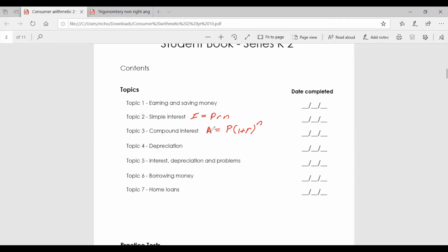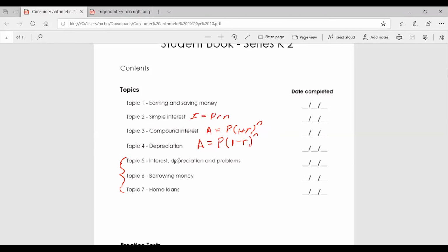That's exactly right. And what's the depreciation formula? A equals the bracket 1 minus R to the power of N. Because now we're decreasing it by a certain rate. We're not increasing it, right? And then all of these are just practical applications of those formulas. So does that make sense?